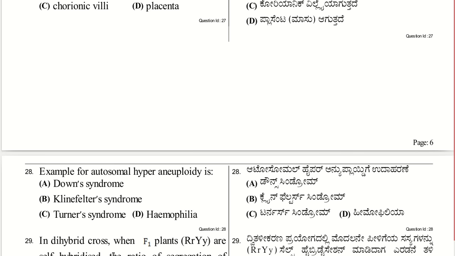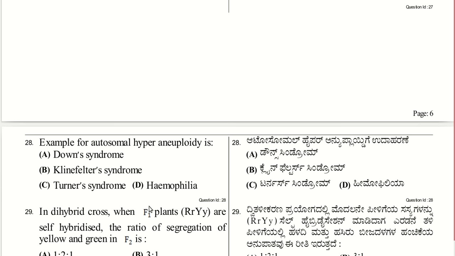28th. Example for autosomal hyperaneuploidy is Down syndrome, because Down syndrome is caused by imbalance in the number of chromosomes. It is autosomal also, that is the 21st chromosome will be found as trisomy. So the autosomal hyperaneuploidy is Down syndrome, or mongoloid idiocy, which we also call it.